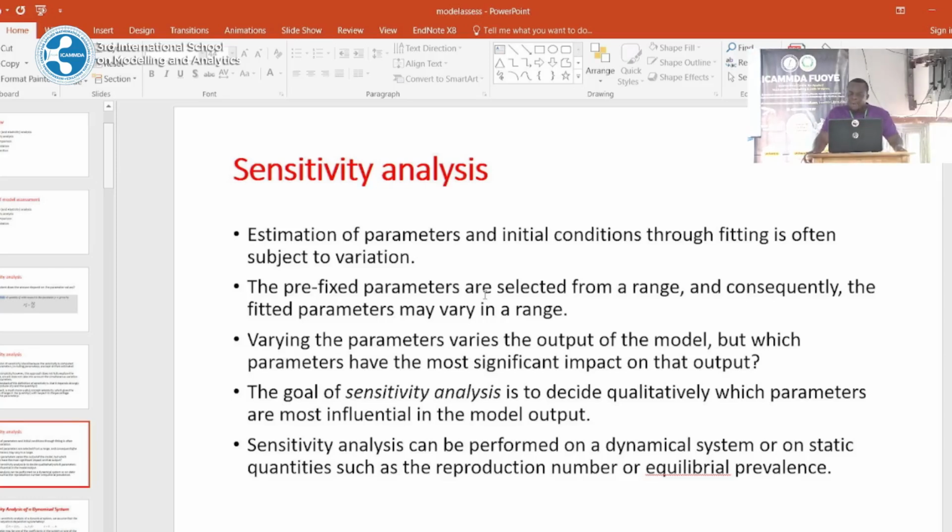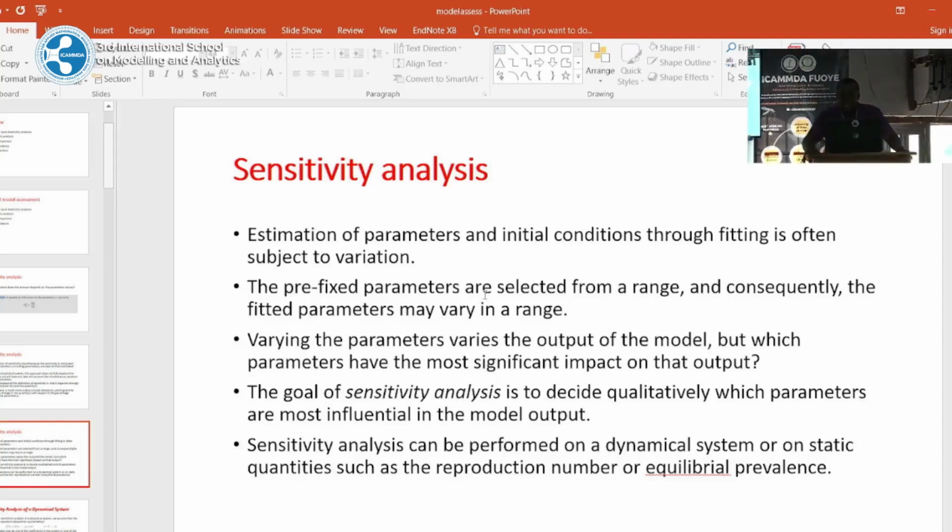So varying the parameters varies the output of the model, but which parameters have the most significant impact on that output? The goal of sensitivity analysis is to decide qualitatively which parameters are most influential. That's the goal of sensitivity analysis. Which parameters, not just one parameter, are most influential in the model output?